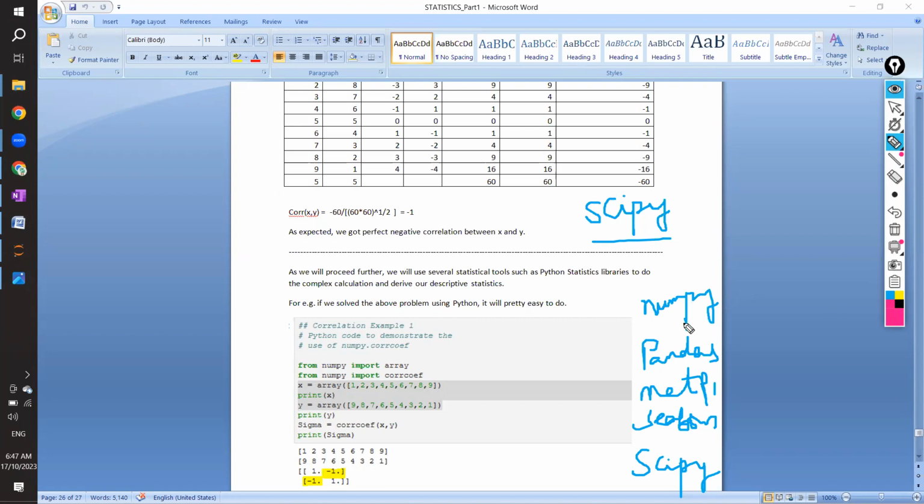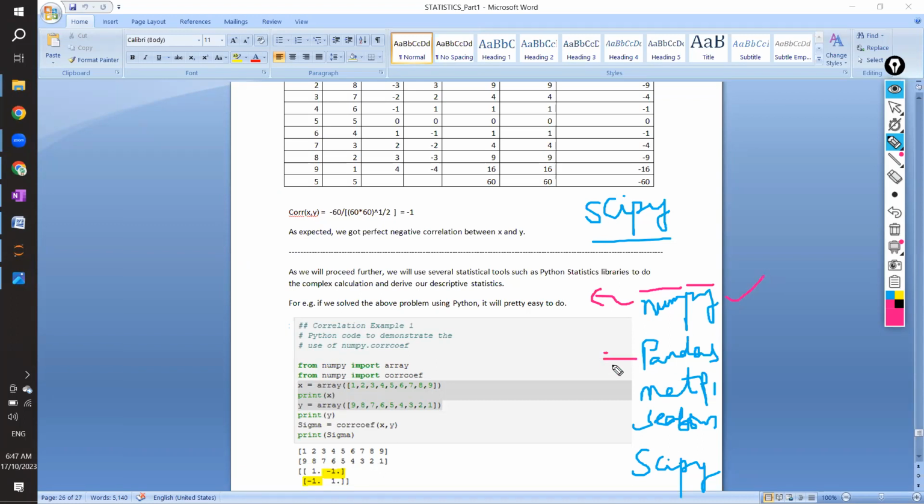NumPy is what? Numerical Python. These packages have a lot of tools which will help us to work on matrices, arrays, numbers, etc. Okay, NumPy.